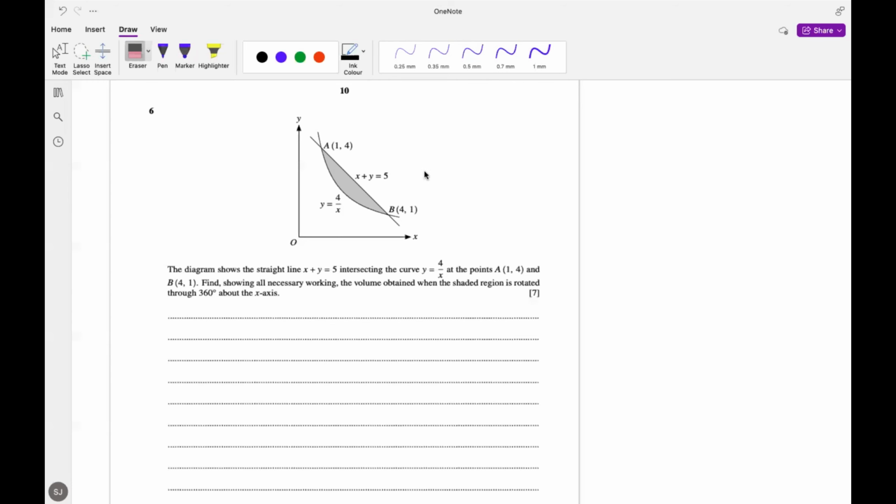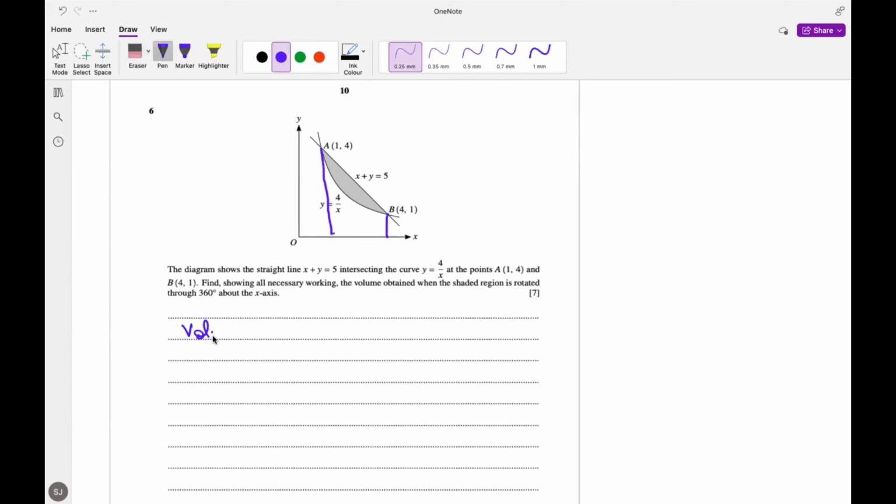In question 6, we have a diagram that shows a straight line which is intersecting a curve at the points (1, 4) and (4, 1). We have to find the volume obtained when the shaded region is rotated through 360 degrees. Now, to find the volume of the shaded region, we can see that if we first find the volume under the line and then find the volume under the curve and subtract the two volumes, we'll be able to find the volume of the shaded region.